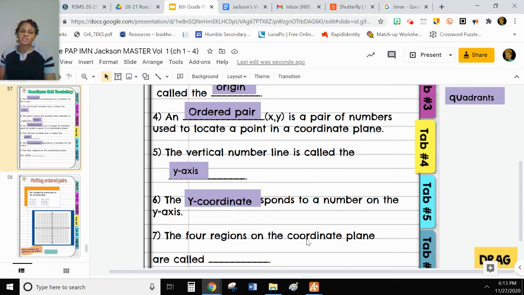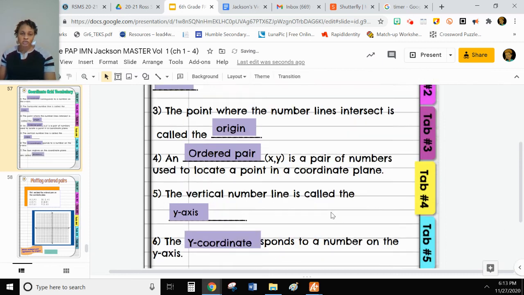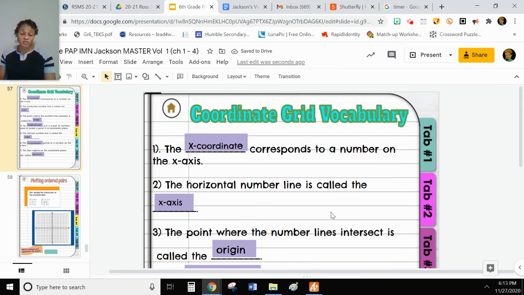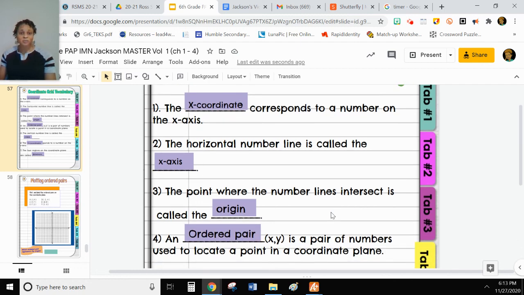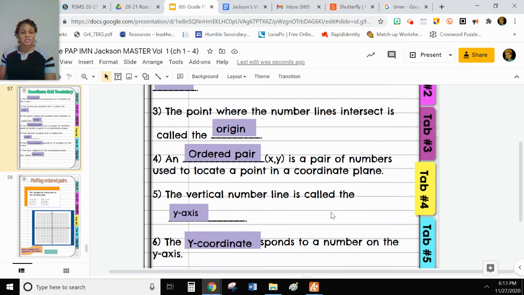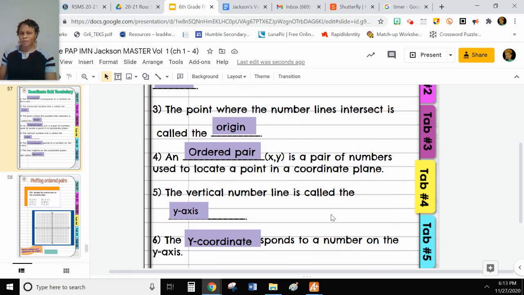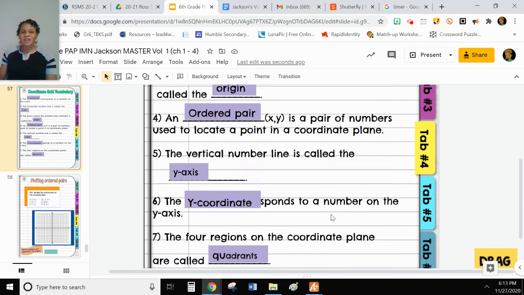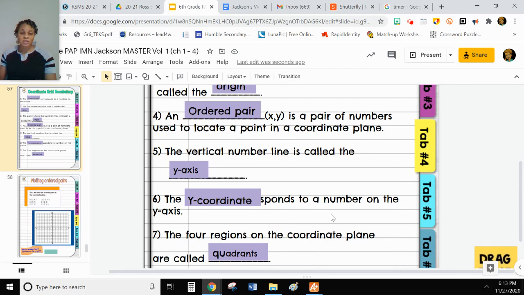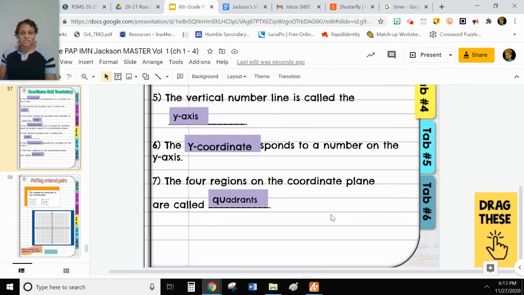The 4 regions on the coordinate plane are called quadrants. That's the last thing we have left. So again, vocabulary is very important. We need to know what the x-coordinate is, what the x-axis is, where the origin is. We need to know what an ordered pair is, what the vertical number line is called, the y-axis, what a y-coordinate means, and what quadrants are.